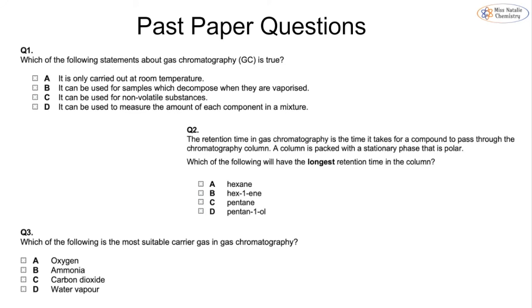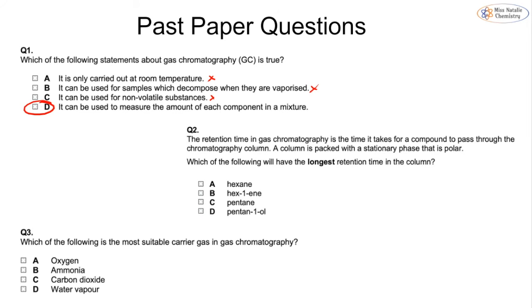Well, if we start with A, it's not carried out at room temperature because it's done in an oven, so it can't be that. It can be used for samples that decompose when they're vaporized. Well, that isn't what we want. When we vaporize it, we want to keep it the same component. We don't want it to decompose, so it can't be B. And if it's a non-volatile substance, then it means it can't be vaporized, so it can't be C. So the answer must be D, because the whole purpose of gas chromatography is to be able to determine what each component is in a mixture.